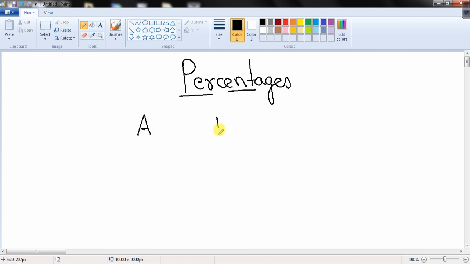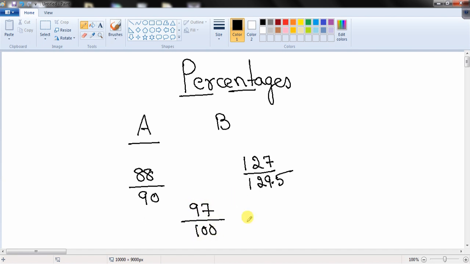If I need to compare two students, if a student got 88 marks out of 90 and the other student got 127 marks out of 129.5, it would not be easy for us to compare these two students. So if the bases are the same, suppose student A got 97 out of 100 and student B got 96 out of 100, clearly I can say student A performed better than student B. So if we have the same base, life becomes easy. That is the reason we follow percentages. The major advantage is to compare according to the same base.